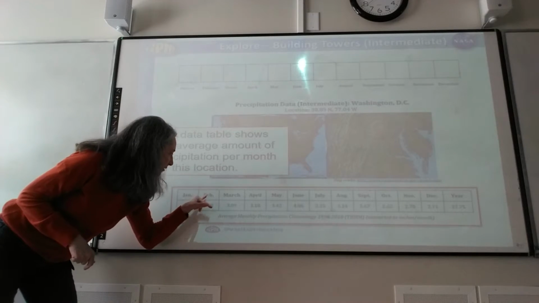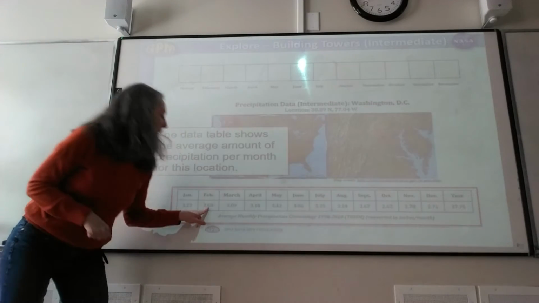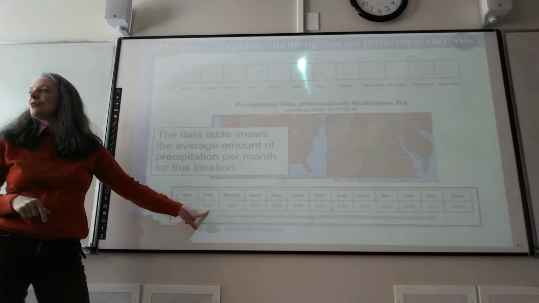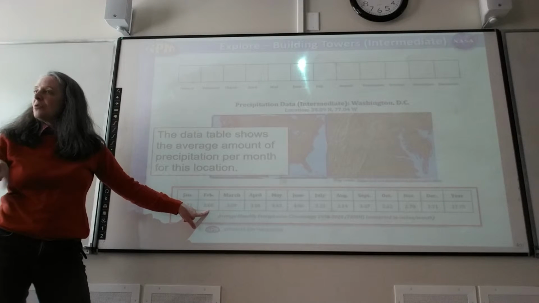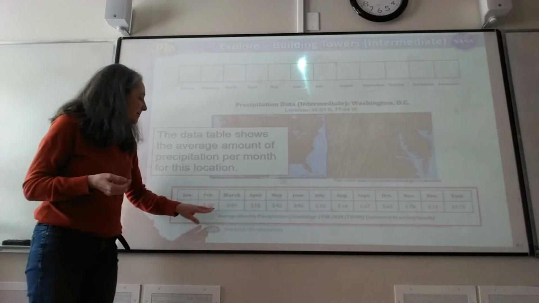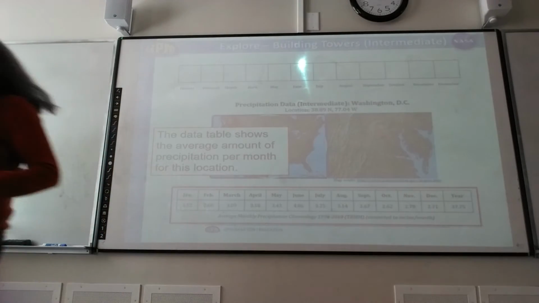Just out of curiosity, looking at February, it says 2.68. 2.68 inches. So would you round down to 2 inches or round up to 3 inches? Right, round up to 3 inches. Okay, so we've got our data table.